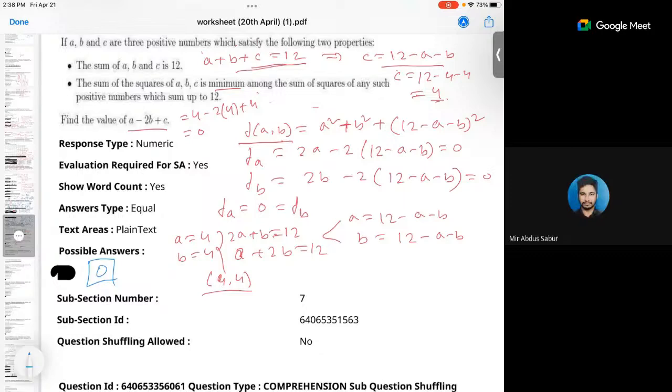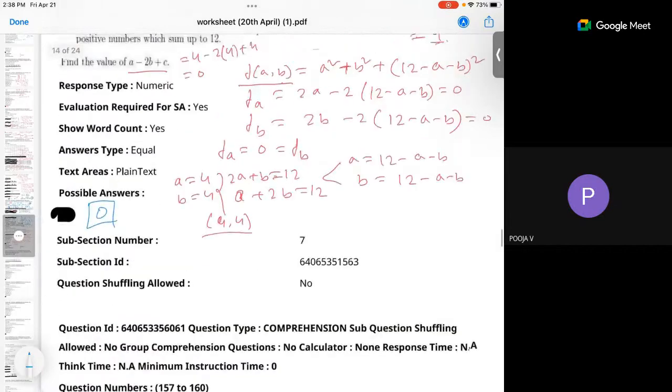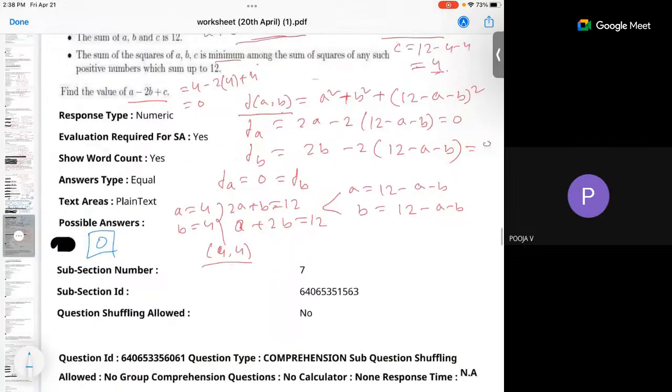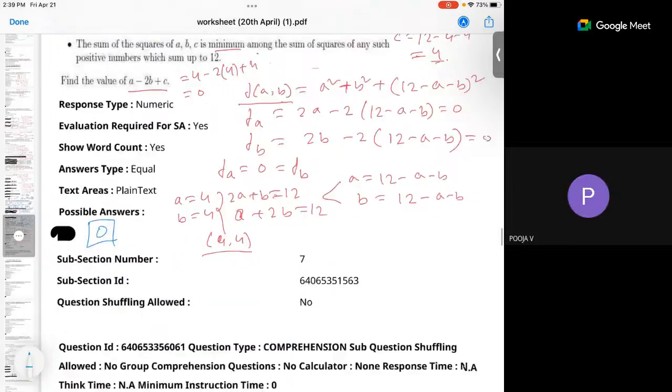Now come to the next question. I have something to say on this question. I have solved this paper. In this paper, they have given the answer as minus 6, isn't it? Actually, that minus 6 given in the question paper is wrong. That's what I was confused about, because I didn't get 6. Yeah, it should be 0.